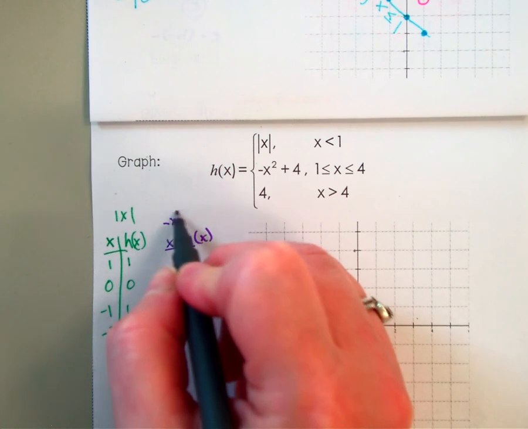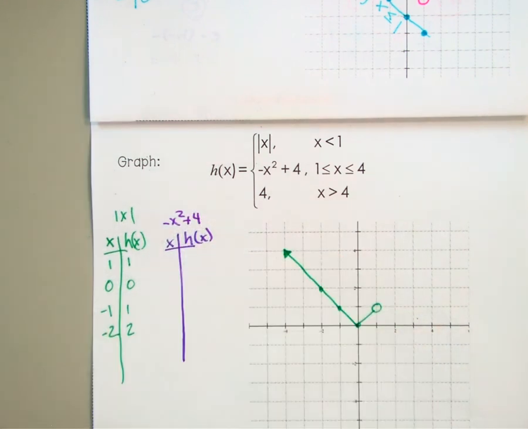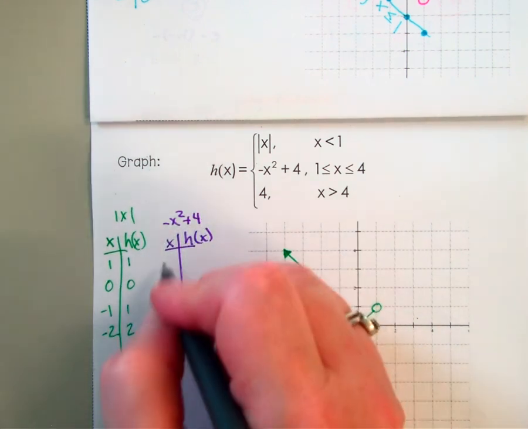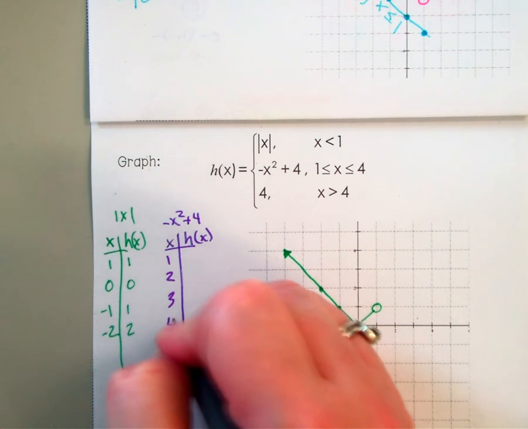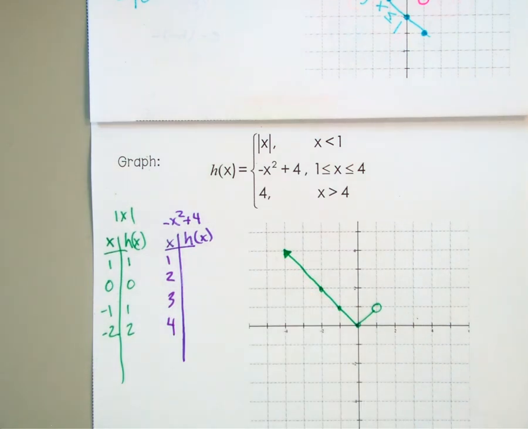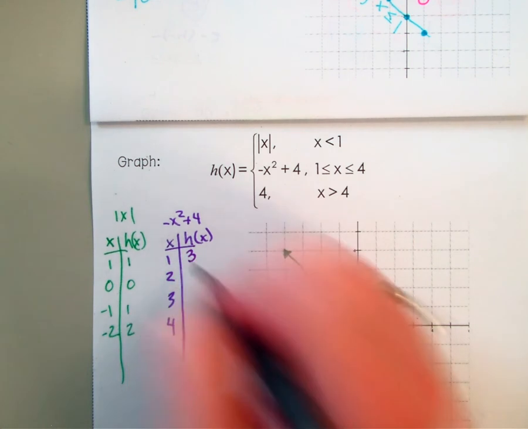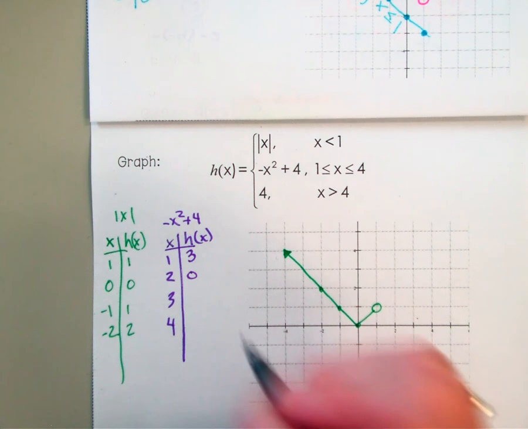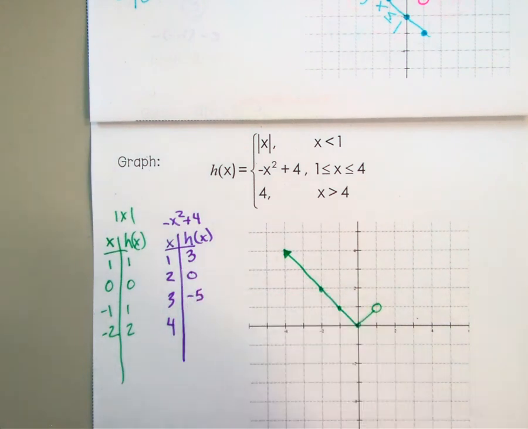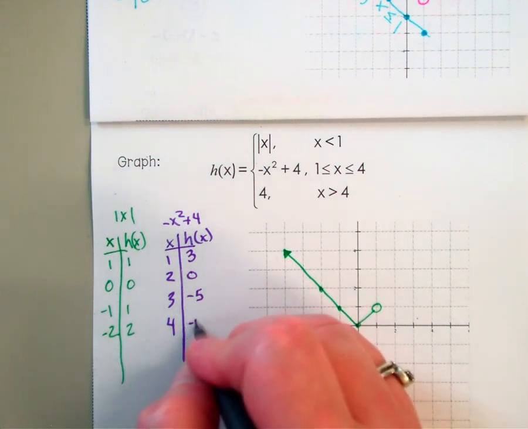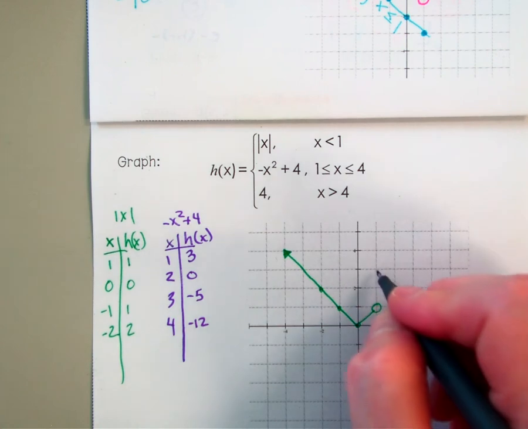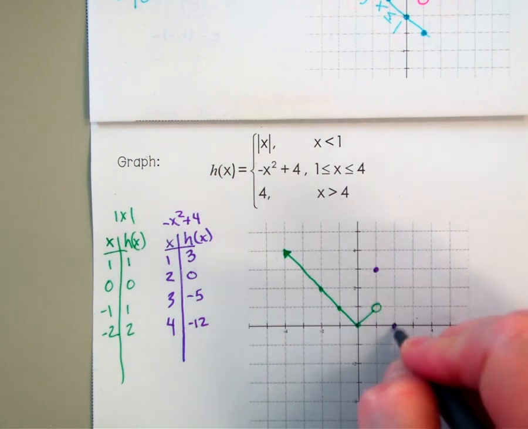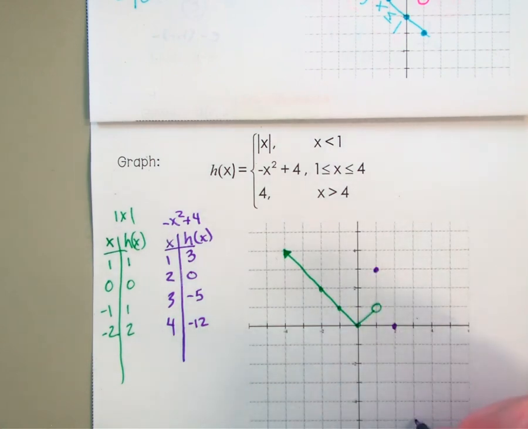All right. So negative x squared plus 4. So this one's going from 1 to 4. So I'm going to put 1, 2, 3, 4. So if I plug in a 1, negative 1 plus 4, that gives me a 3. 2 gives me negative 4 plus 4 is 0. Negative 9 plus 4 is negative 5. Negative 16 plus 4 is negative 12. So 1, 3, 2, 0. 3, negative 5.